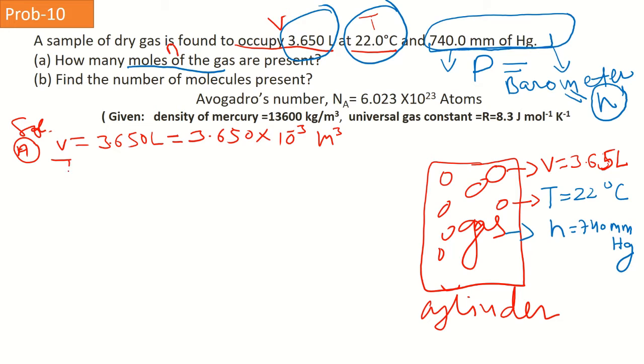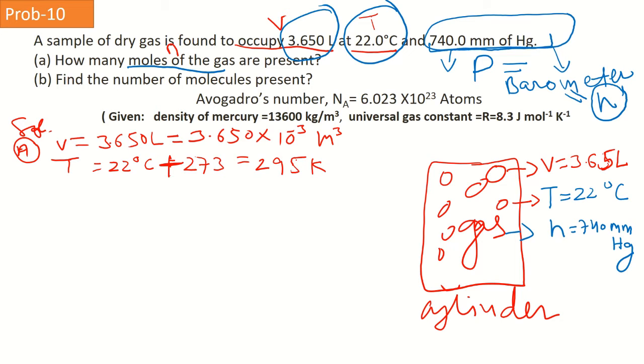And now the temperature is given, this is 22 degree centigrade. So this you have to change by adding 273, and this is equal to 295 Kelvin. So this is the value of the temperature.